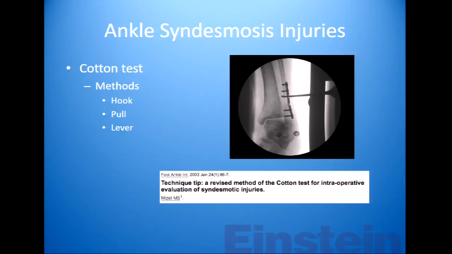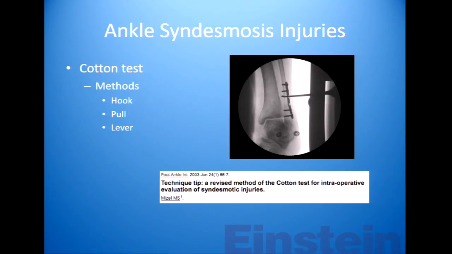You can pull it or evert the hind foot to try and stress it open. The problem I have sometimes with the grab and pull is that to hold the leg under the x-ray, you're reducing it to hold it there. So you're reducing it and you're trying to destabilize it. It can be a little tricky sometimes, especially when you're teaching it.